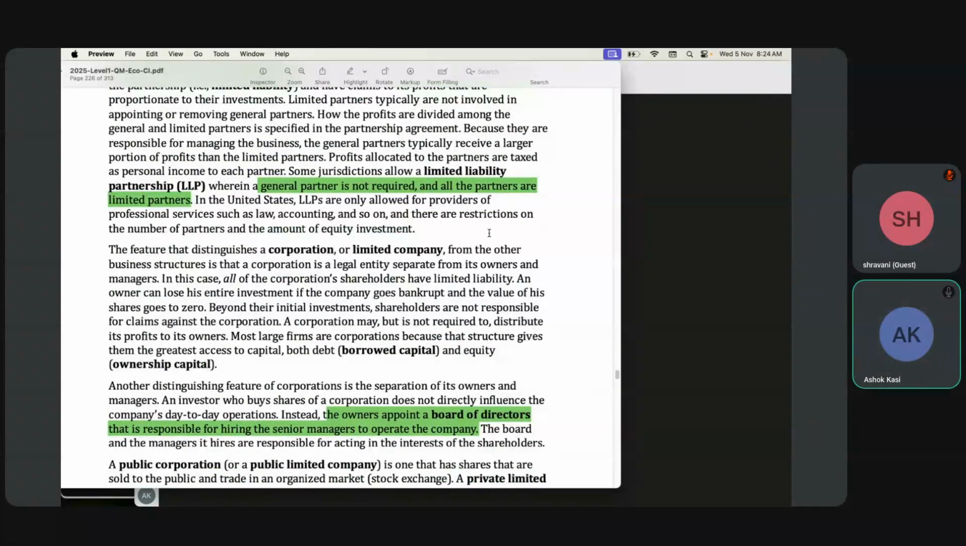In a limited liability partnership, a general partner is not required. Everybody will be a limited partner. So we have such kinds of structures now. All are limited partners.